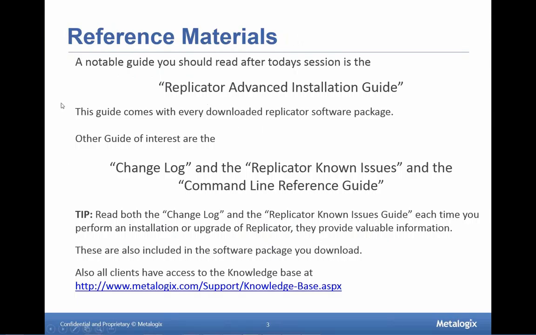Some of the other ones that you should be interested in are the change log, the Replicator known issues, and also the command line reference guide. The change log tells you everything that's changed in that version. The Replicator known issues lists out anything that we know of that's an open problem, or new features that you should know about. The command line reference guide: as administrators or as the people doing the installation or the upgrade, there's a lot of useful command line commands that you can run, and you'll find all of those in the command line reference guide.